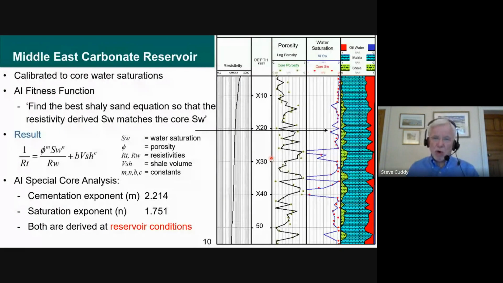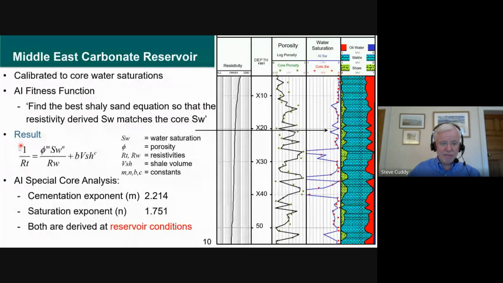So essentially what we're doing is calibrating our logs to core water saturations, the red dots here. So we have a continuous curve shown in blue. Now what he's trying to do is get the best match between the core water saturations and the predicted water saturations from the model. So this was the result of this analysis.